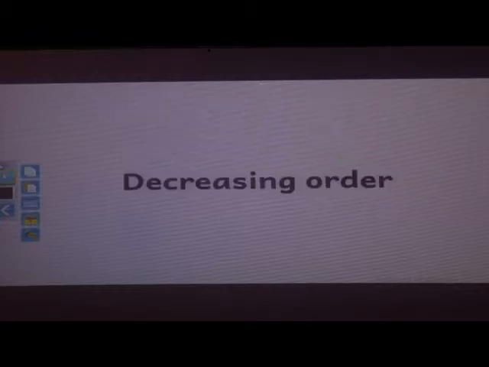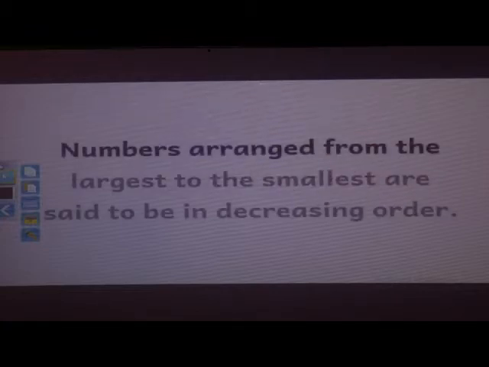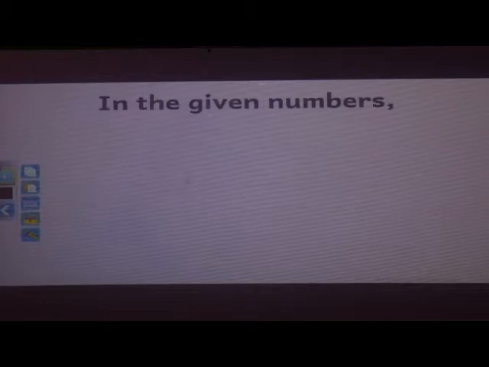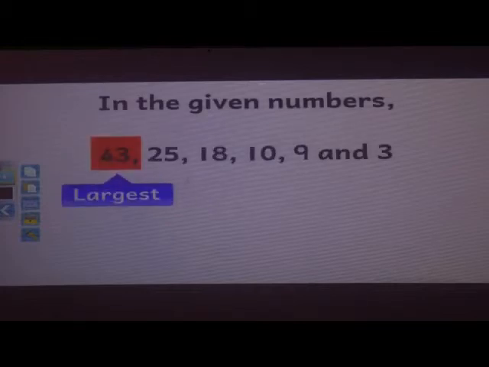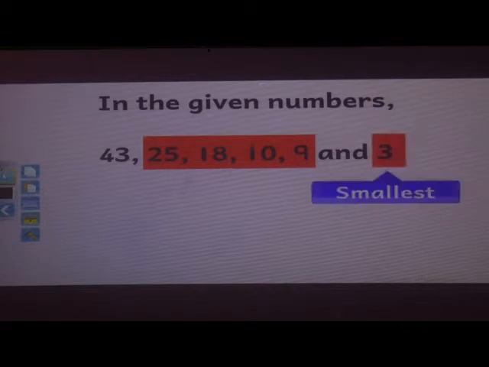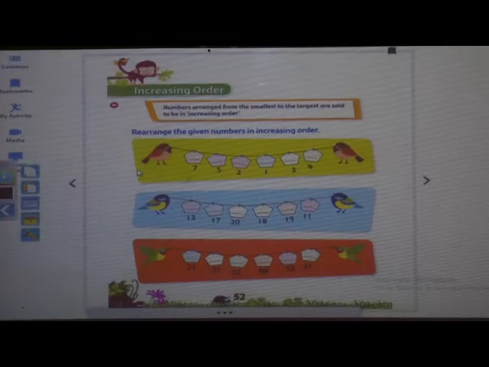Decreasing order. Numbers arranged from the largest to the smallest are said to be in decreasing order. For example, in the given numbers, 43 is the largest number. Then 25, 18, 10, 9 and 3 is the smallest of them all. So today we are going to learn increasing order and decreasing order.